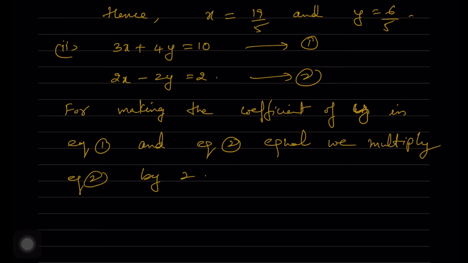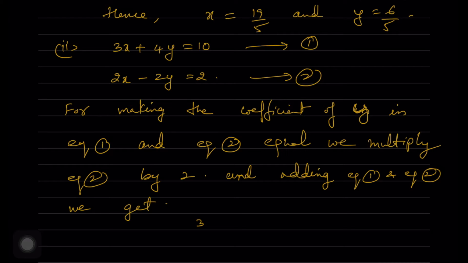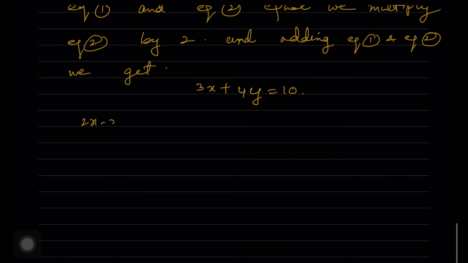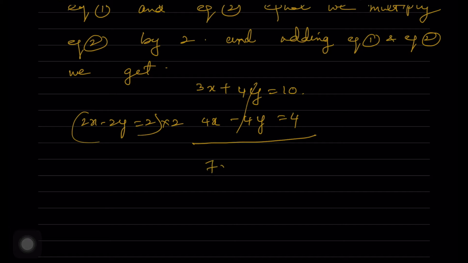And then we add both the equations. So what do we get? You get 3x plus 4y is equal to 10 is the first one. And the second one is 4x minus 4y is equal to 4. So then if we add these two equations, what do we get? We are getting 7x is equal to 14. x is equal to 14 by 7, which is nothing but equal to 2.